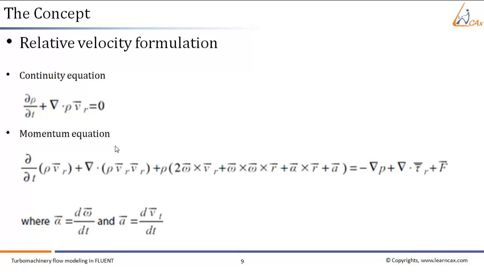Let us see the relative velocity formulation first. The momentum equation contains 4 additional acceleration terms. The first two terms are the Coriolis acceleration, which is given by 2 omega cross Vr, and the centripetal acceleration, which is omega cross r bar. This is the centripetal acceleration term.